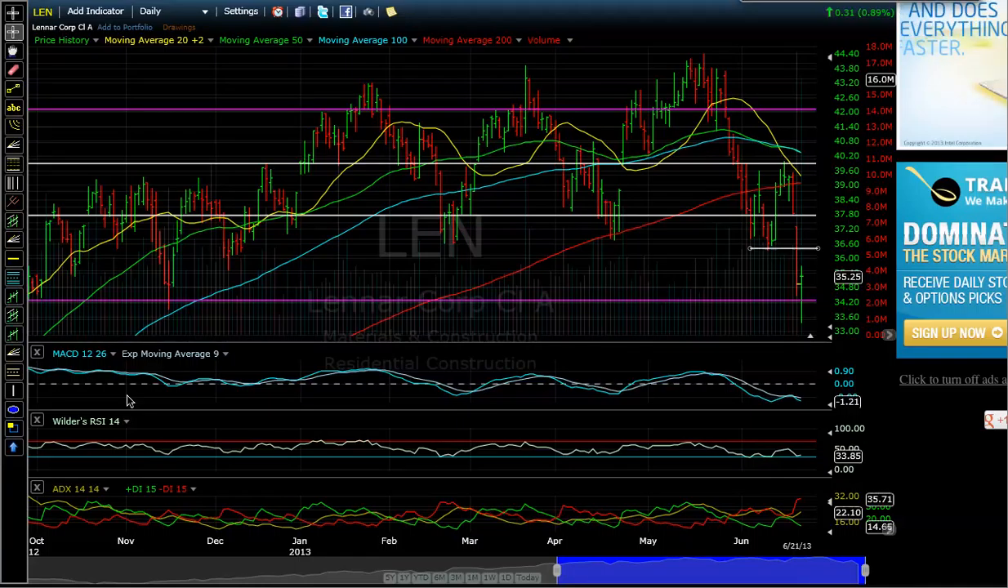But interest rates are going up, from the Fed speaking the other day. So interest rates are going up. Not sure how that's going to affect housing and LEN, which is Lennar's stock, but we will see how that happens. But the false breakout here, and the false breakout because it's in this area to here.